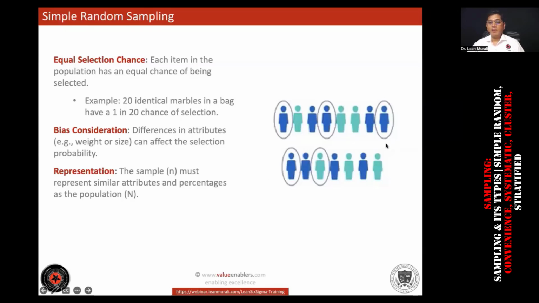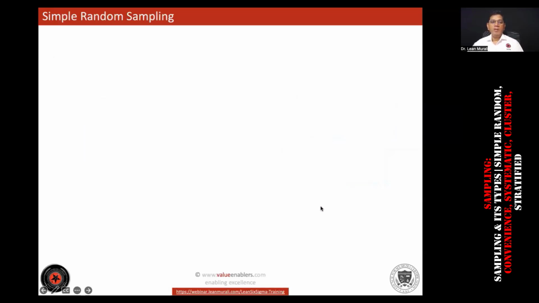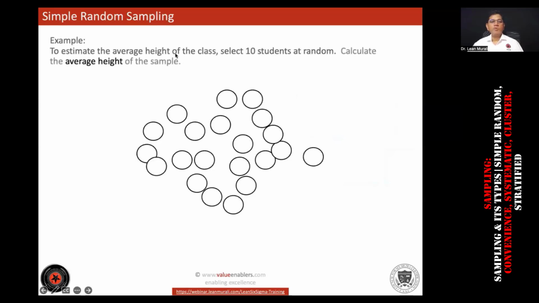Whatever sample that we choose, we should make sure that it has similar attributes and percentages, and we should have a sufficient sample size. Random sampling is like putting all the names in a hat, on pieces of paper, and without any bias or prejudice, just randomly picking people. For example, suppose you want to estimate the average height in the class. You want to select 10 students at random to calculate the average height.